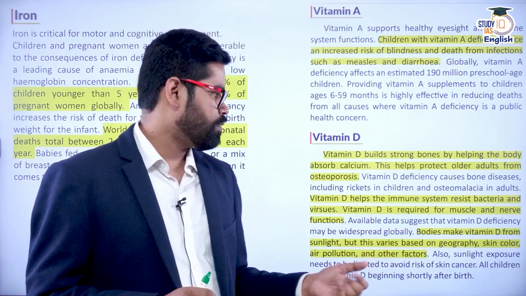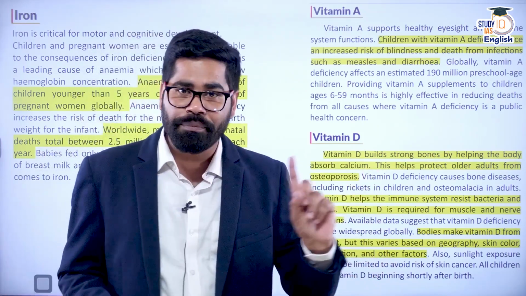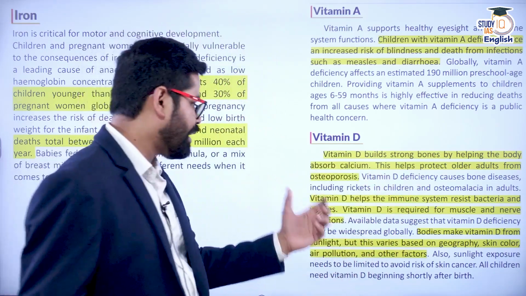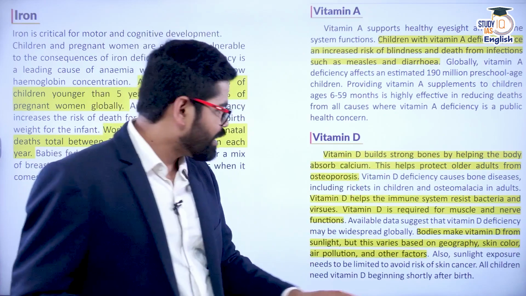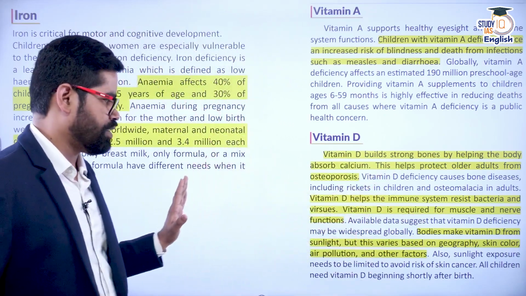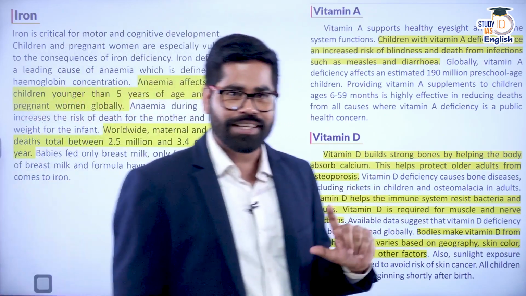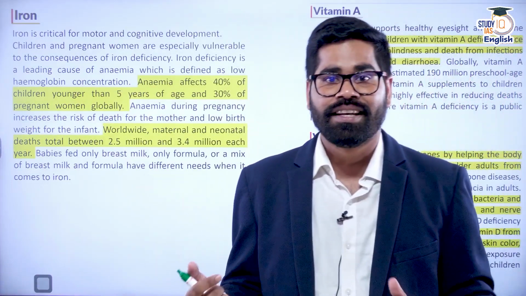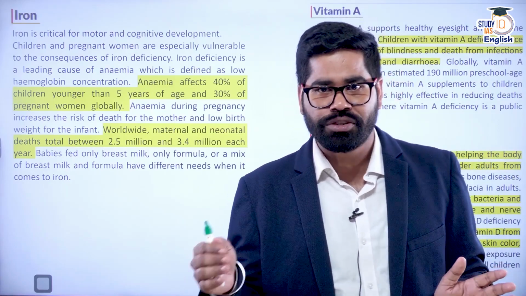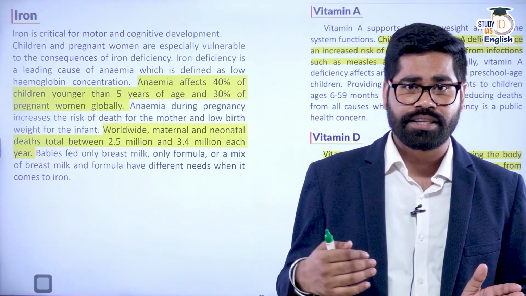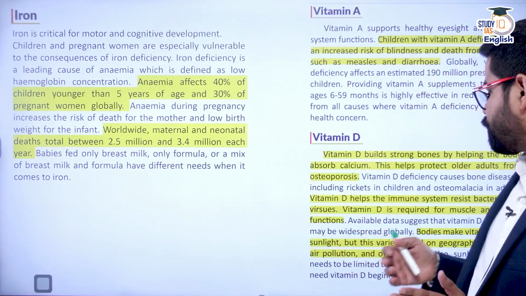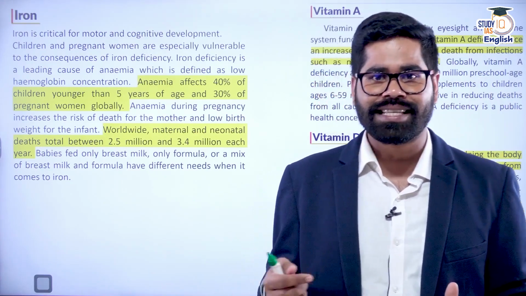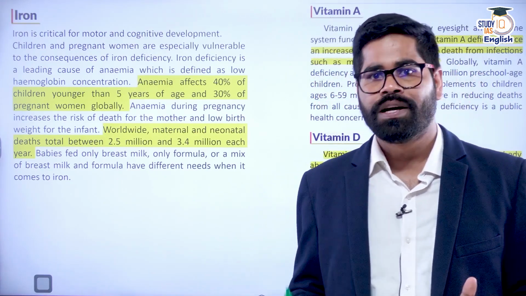Now, it also helps the immune system to resist the bacteria or viruses. And it is required even for muscle and nerve function. And you know what is the main source of this vitamin D? The main source of this vitamin D is the sunlight. Of course, it is going to vary according to the geography or the location. It is going to vary according to other factors like air pollution. But sunlight is considered as the major source of vitamin D.